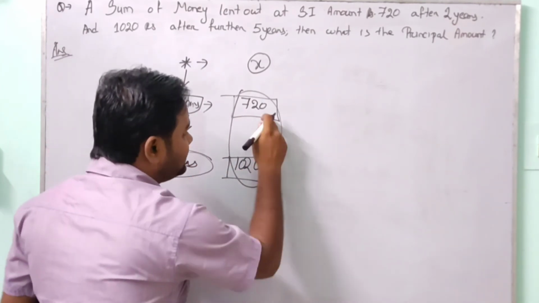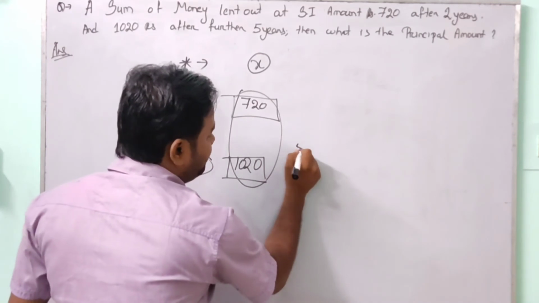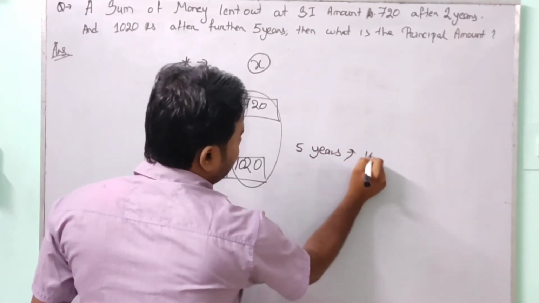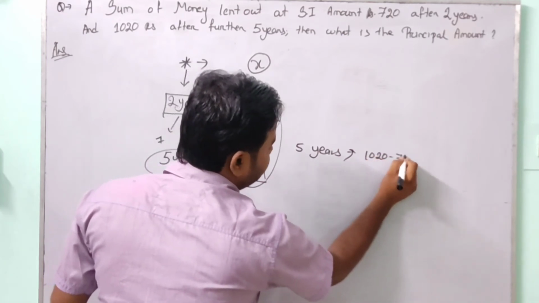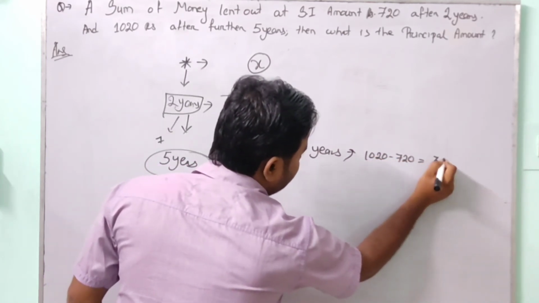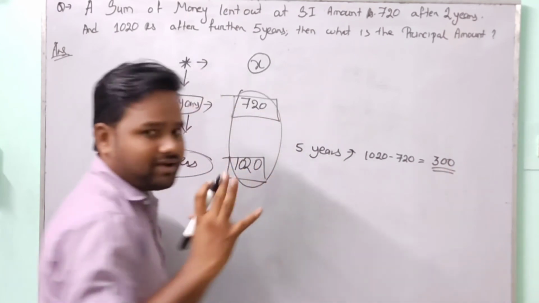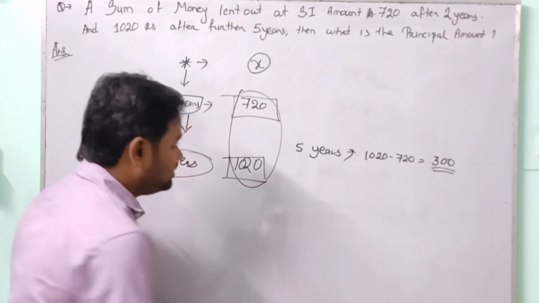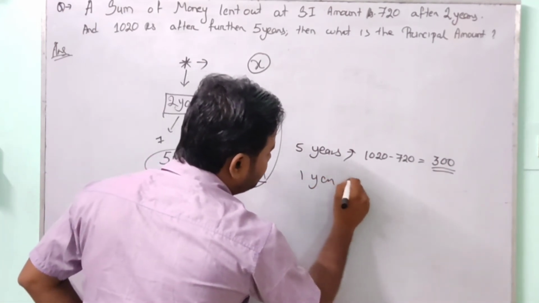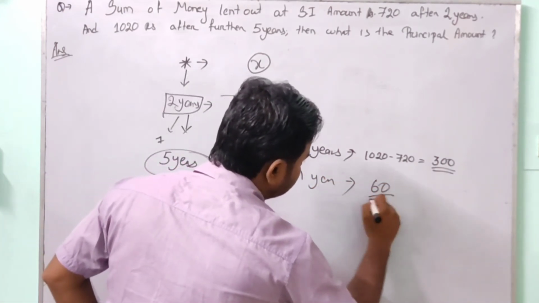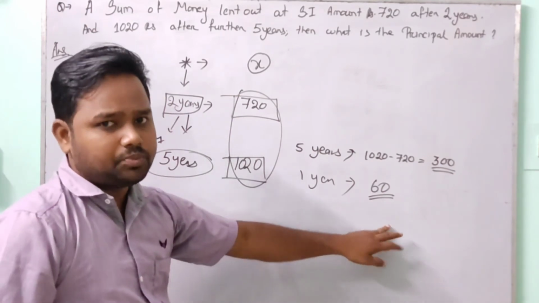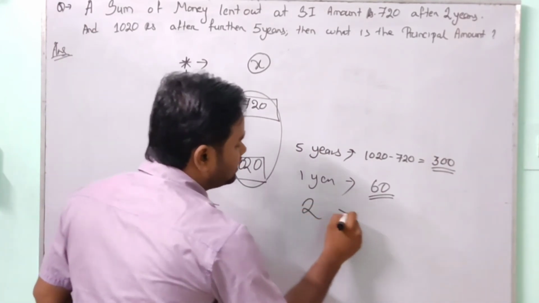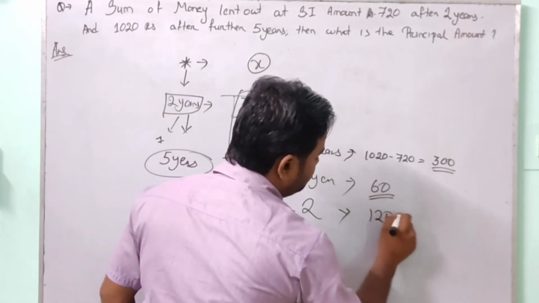So the interest in these 5 years is 1020 minus 720, which is equal to 300 rupees. So interest in 5 years is 300 rupees. So what is the interest in 1 year? 1 year interest will be 60 rupees. If the 1 year interest is 60 rupees, then the interest in 2 years will be 120 rupees.